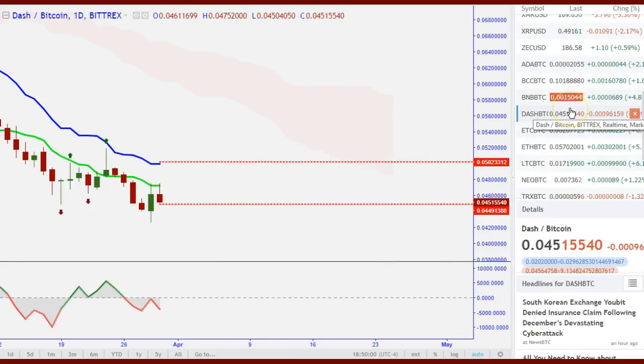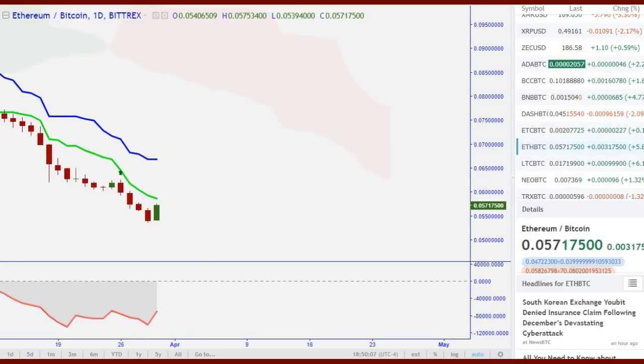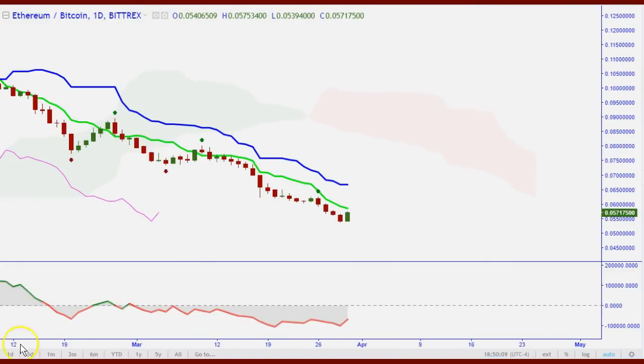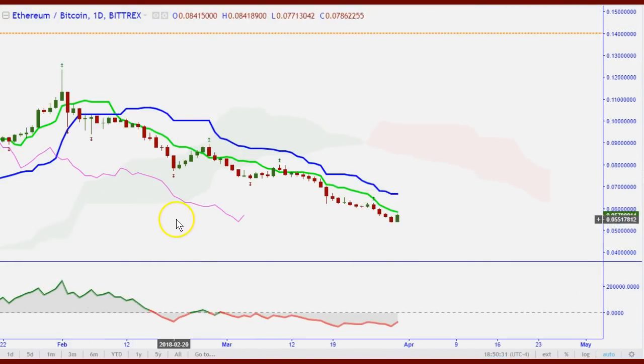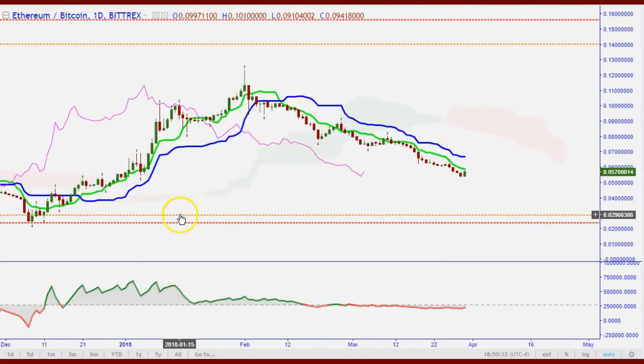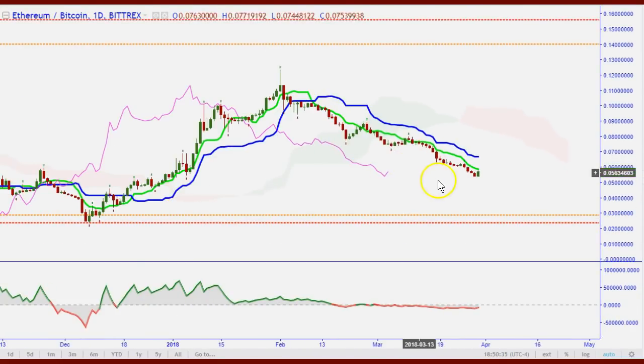All right, so I got a couple more pairs, then I'm done. ETH, BTC. So looking at this Ethereum, Bitcoin, still see some down movement here. Probably got a good way to go with this. I would be looking short with this all the way.